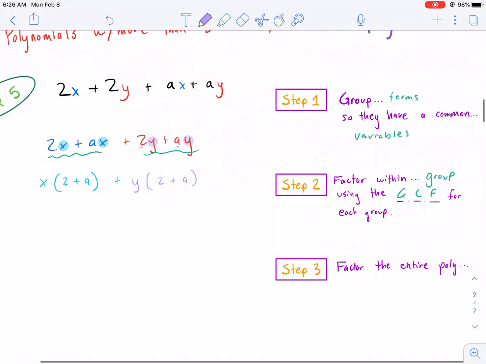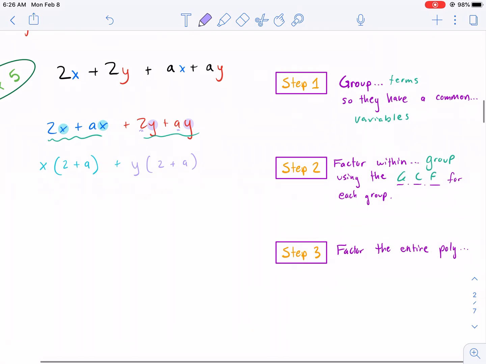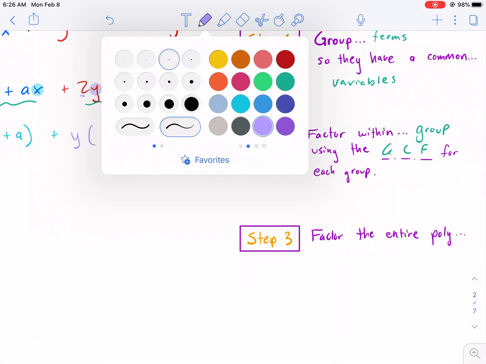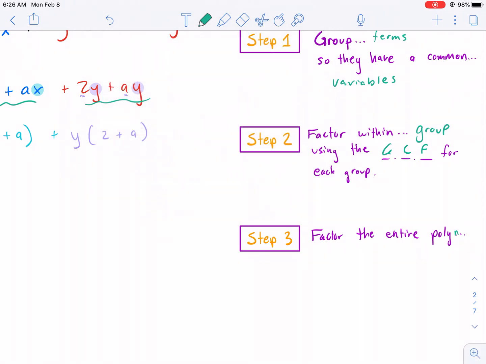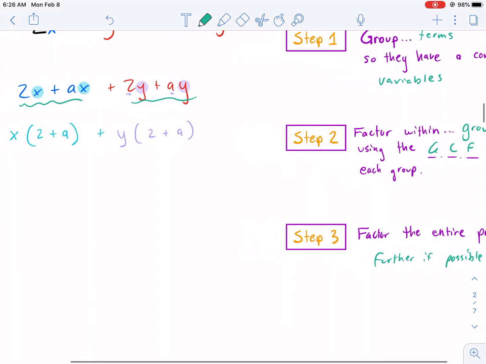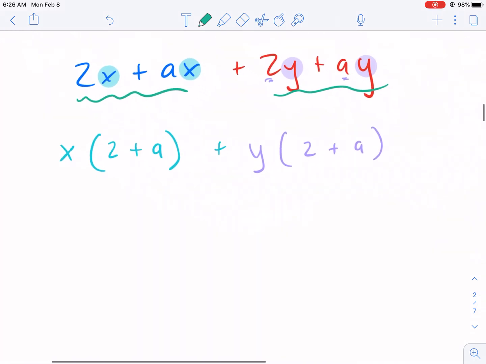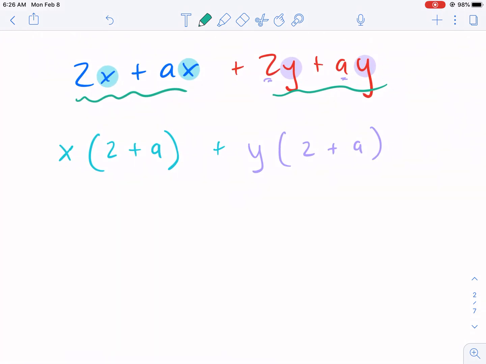We're going to factor within the group using the greatest common factor. Factor the entire polynomial further if possible. So if we can factor further, we're going to do that. Now, how do we know if we can factor further or not? Well, again, we have terms separated by addition or subtraction.